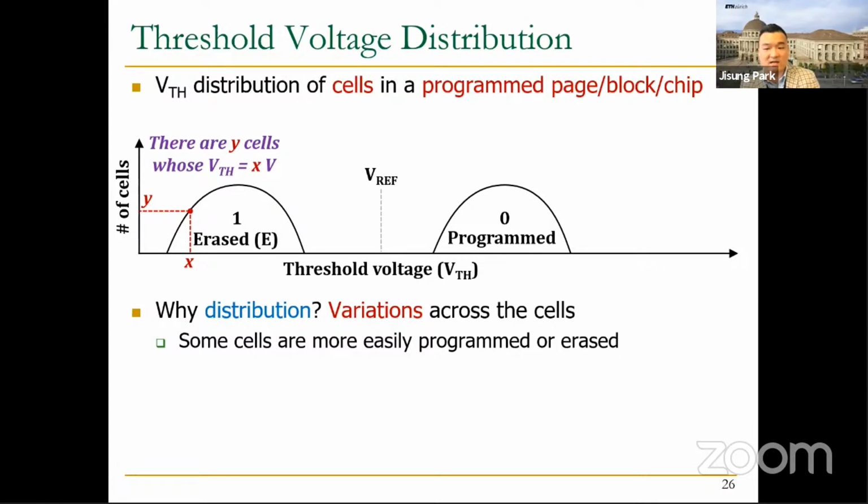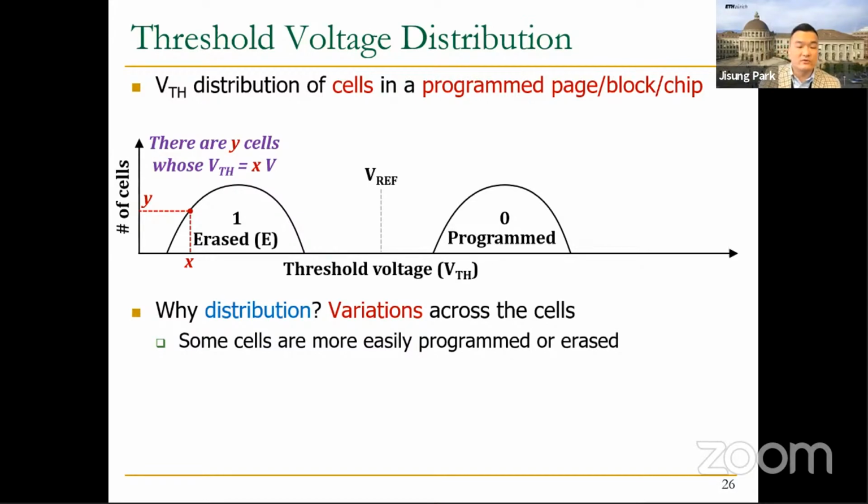So some cells are more easily programmed or erased, while others can be very difficult to program or erase, which makes it practically impossible to make all the cells have the same threshold voltage level. So a very efficient way for this situation is showing the distribution of 100,000 cells.